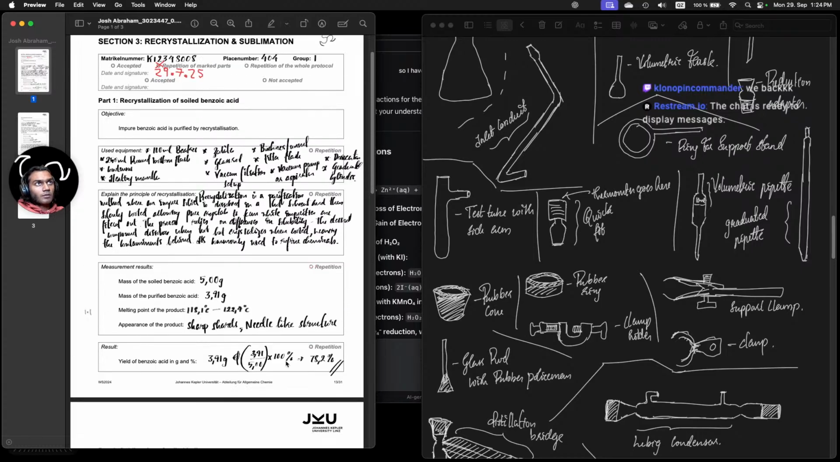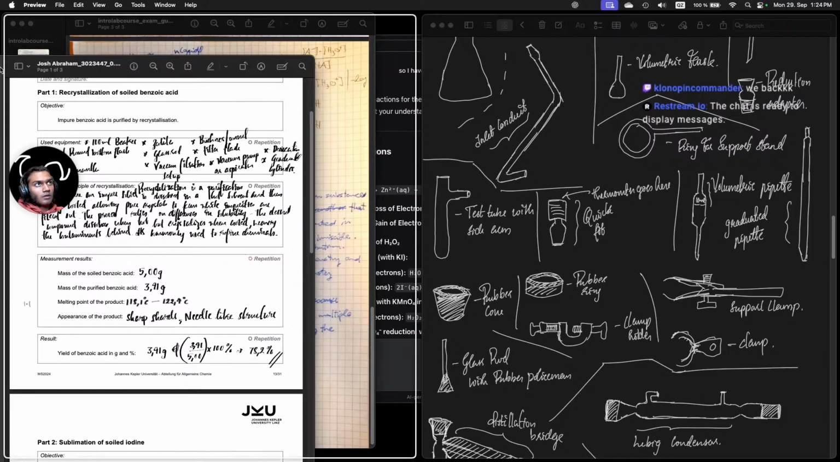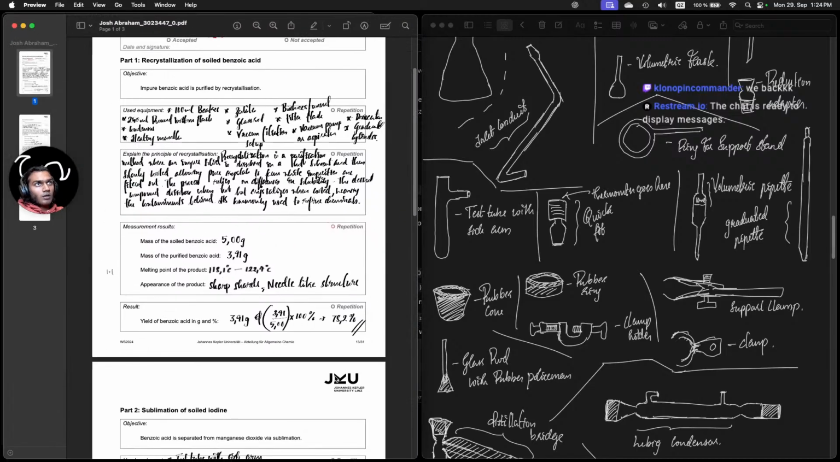Recrystallization and sublimation. 100 milliliter beaker, zeolites, Buchner funnel, 250 milliliter round bottom flask, condenser, heating mantle, glass rod, vacuum filtration setup, vacuum pump, desiccator, graduated cylinder. Explain the principle of recrystallization.